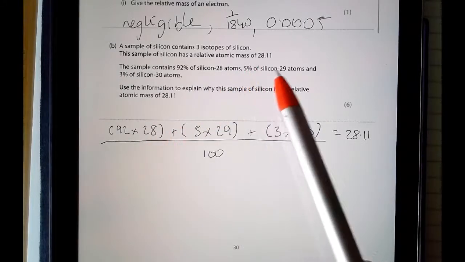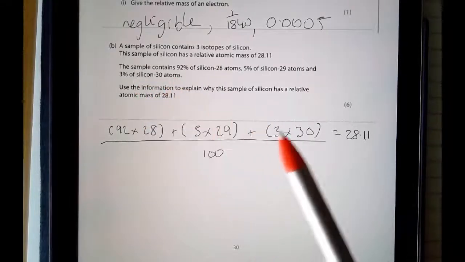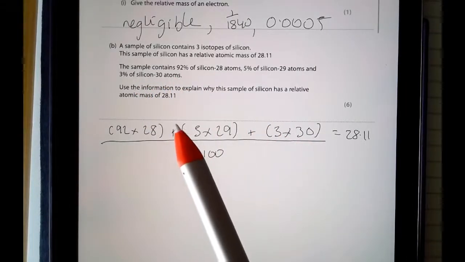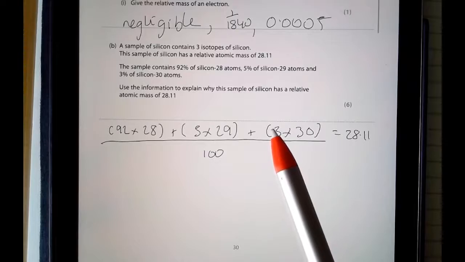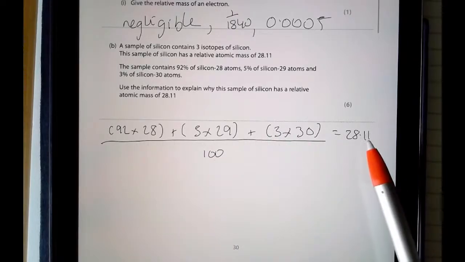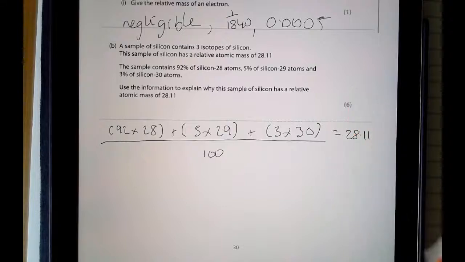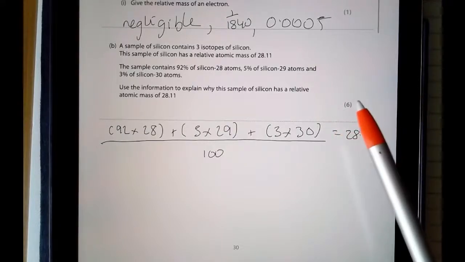Then I've got 5 times 29, and I've got 3 times 30. And I'm adding all of these together, I'm not multiplying. At the end, I'm dividing by 100, and when you work that out, you get 28.11, and they have told you that the answer is 28.11, so you know that you're right. That will get you 3 marks, but you'll see it as a 6-mark question.